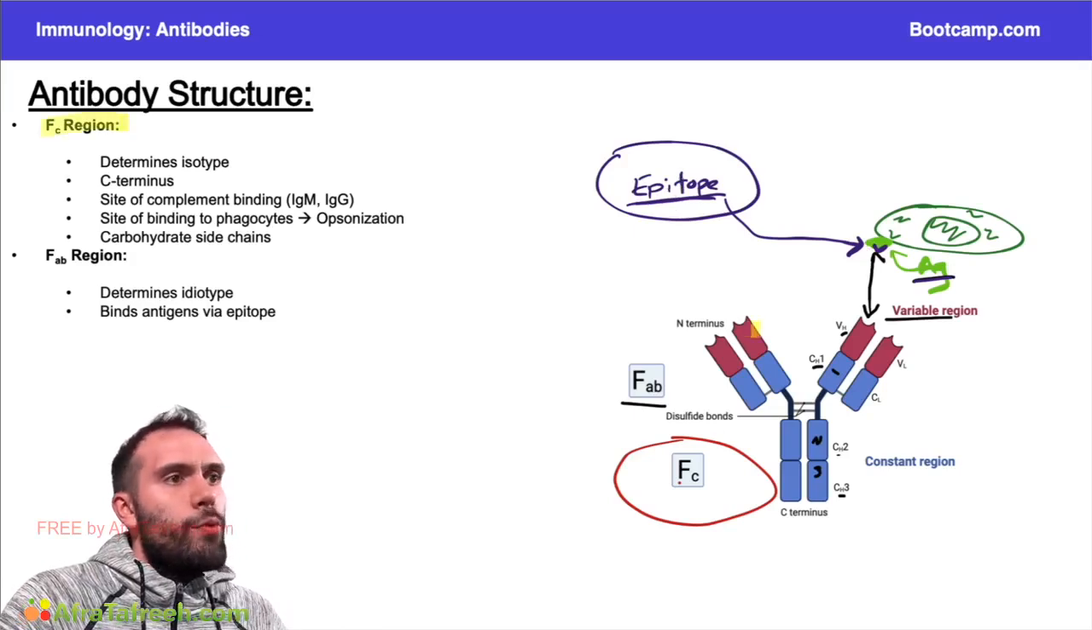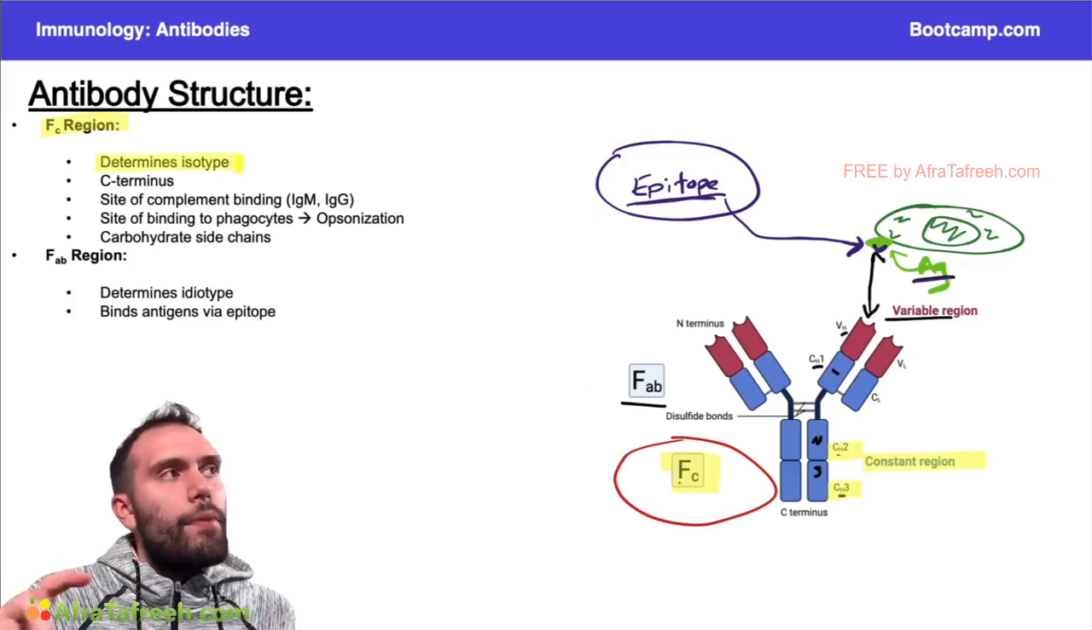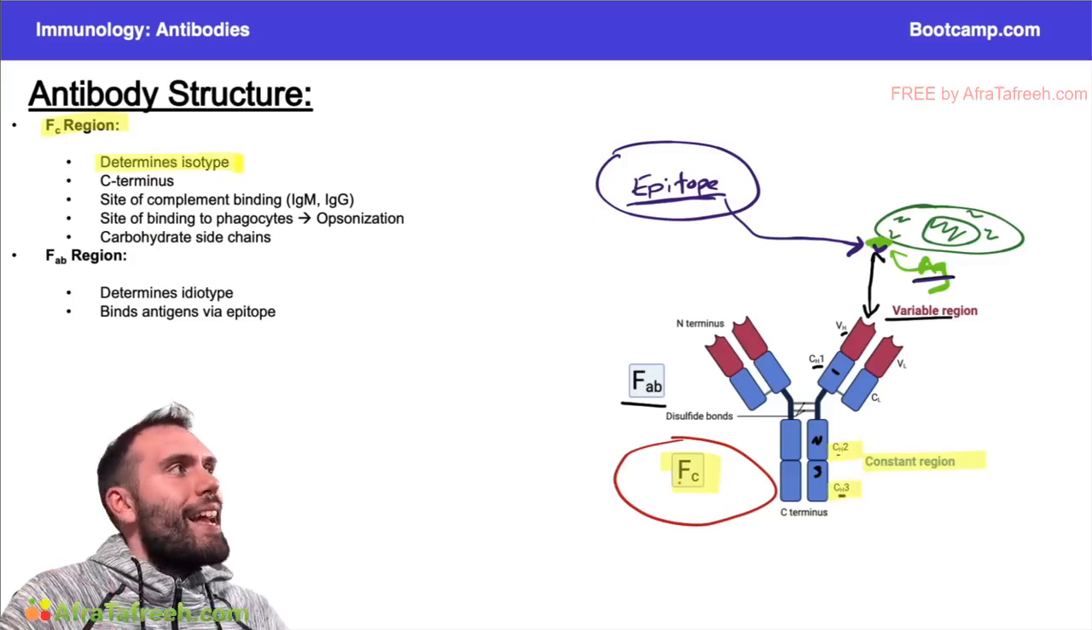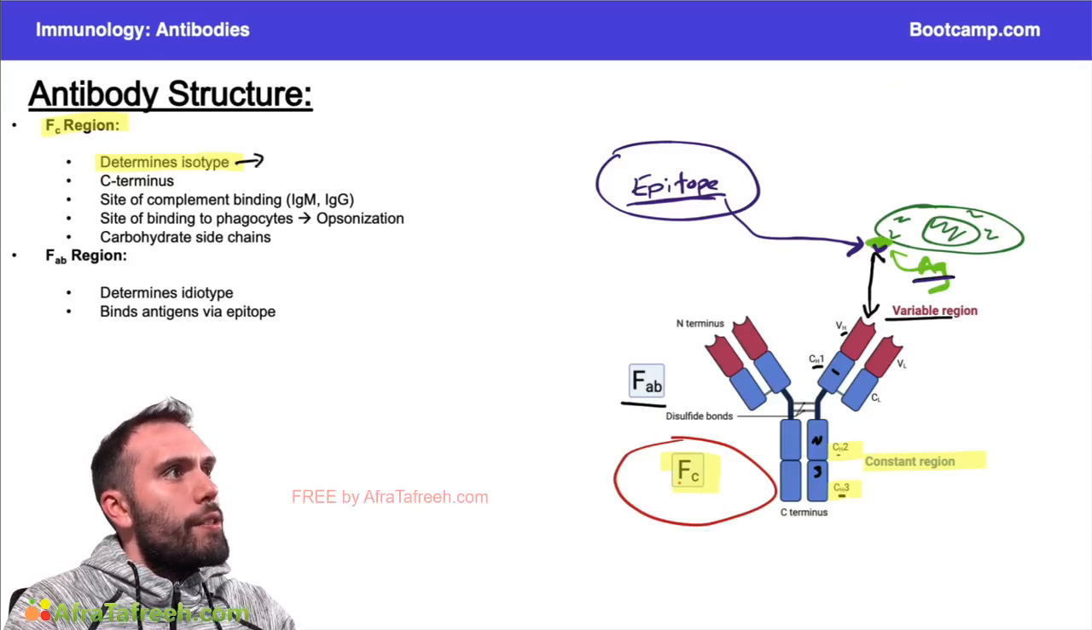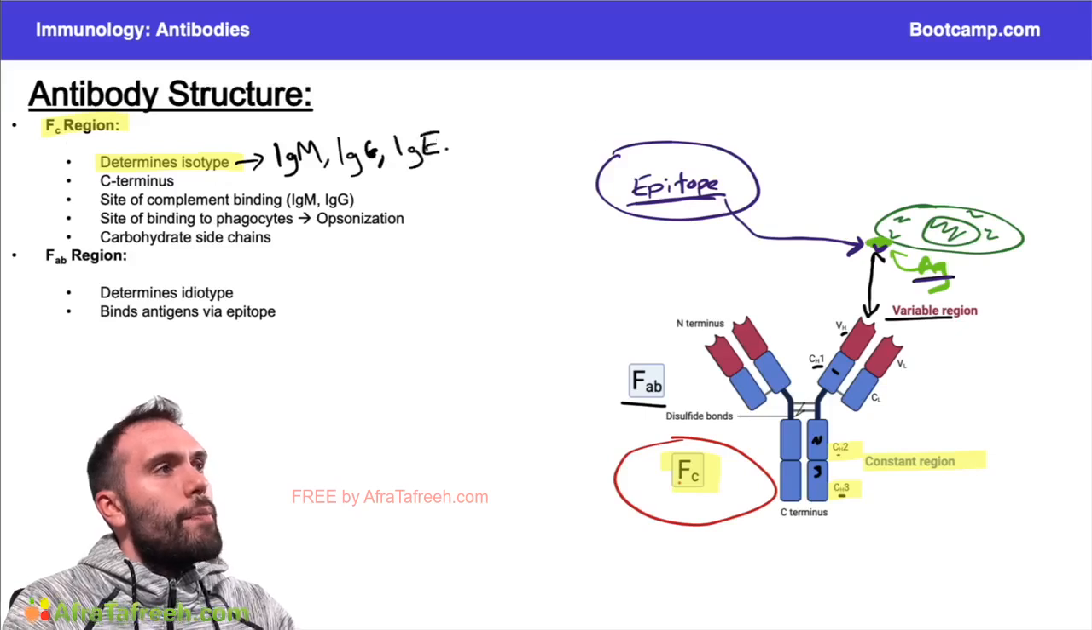So the Fc region, again, the Fc region down here is basically going to consist of our heavy chains, right? So we have some of our heavy chains in the constant region, and this is going to determine the isotype of this antibody. In other words, when we say isotype, we're talking about things like IgM, IgA, IgE, right? All of these different immunoglobulins. So again, isotypes, you have your IgM, IgG, IgE. These are all different isotypes of the antibody.